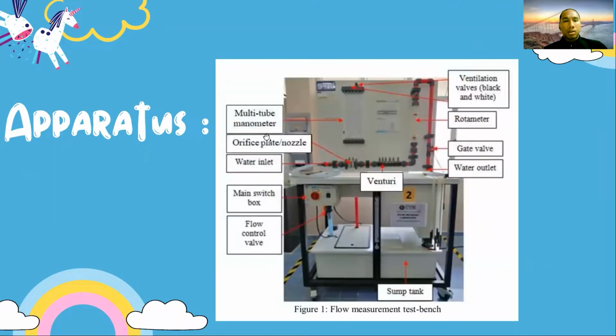In this experiment, we have 11 apparatus. The first one is the multi-tube manometer. The second one is the orifice plate or nozzle. Number 3 is water inlet. Number 4, main switch box. Number 5, flow control valve. Number 6, venturi. Number 7, sump tank. Number 8, water outlet. Number 9, gate valve. Number 10, rotameter. And the last one is the ventilation valve, the black one and the white one.